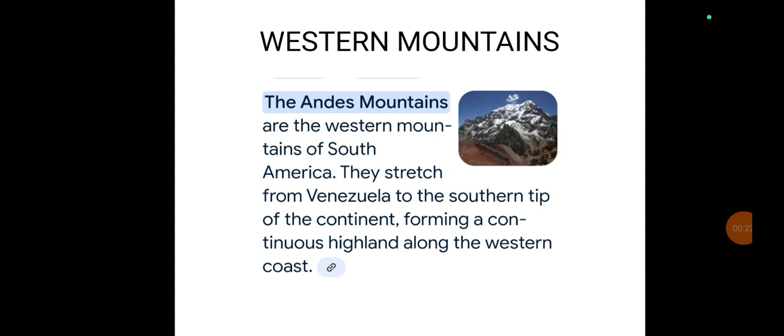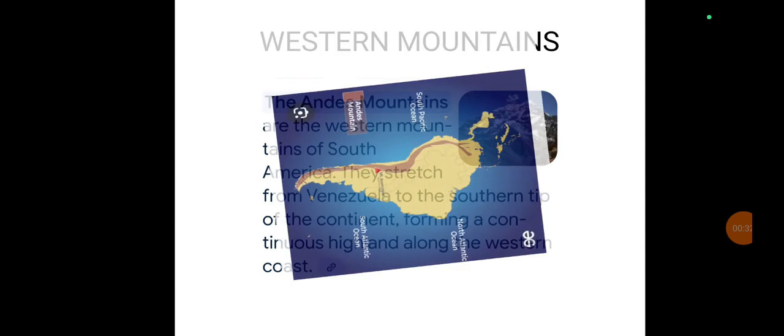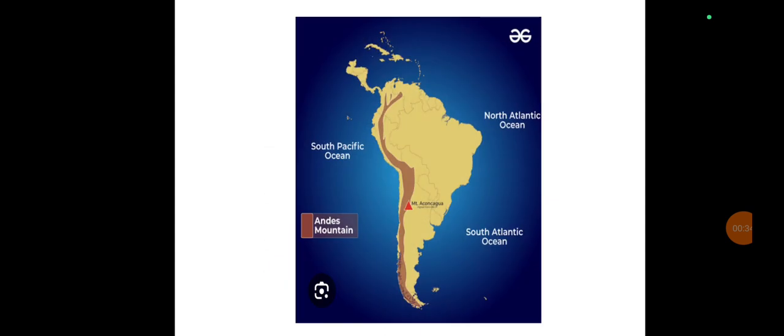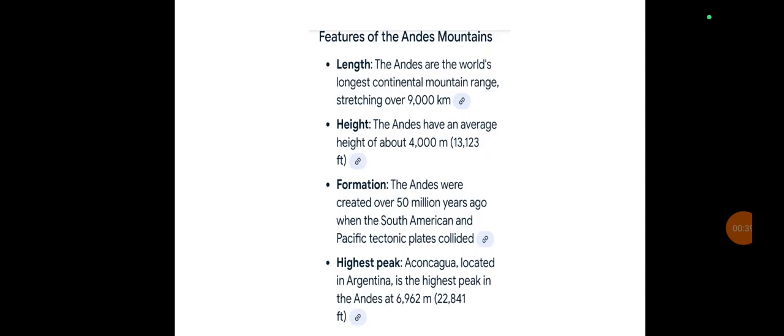The Andes Mountains are the Western Mountains of South America. They stretch from Venezuela to the southern tip of the continent, forming a continuous highland along the western coast. We can see the Andes Mountains, or the Western Mountains, in this particular image. Let's learn more about the Andes.